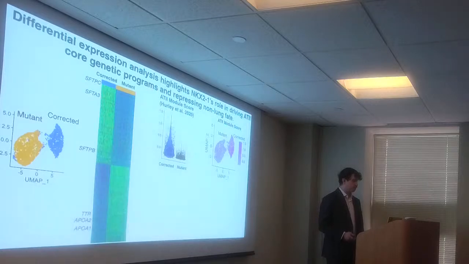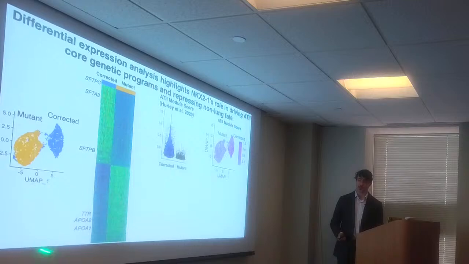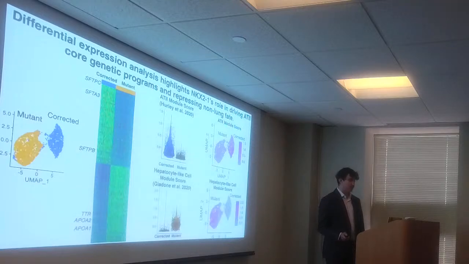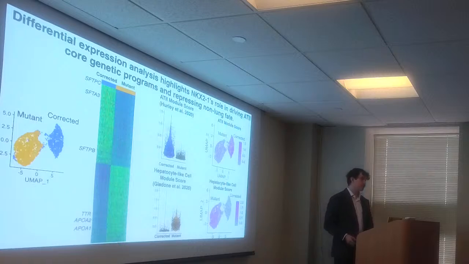Then when looking at what genes are overexpressed in mutant, we see markers associated with liver fate, including TTR, ApoA2, and ApoA1. Once again, when looking at a module score of hepatocyte-like cells, we see nice upregulation in our mutant cultures. So this is telling us that NKX2-1 is playing a key role in acquiring this type 2 cell fate program, but it's also playing a role in suppressing these non-lung fates. And this has been shown in cancer, so it makes sense.